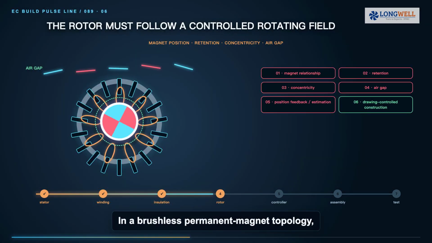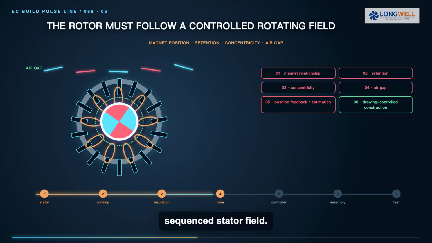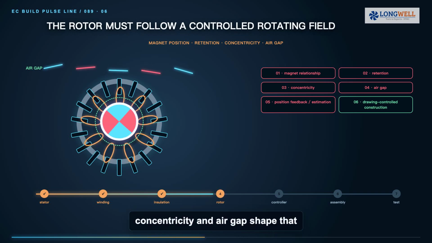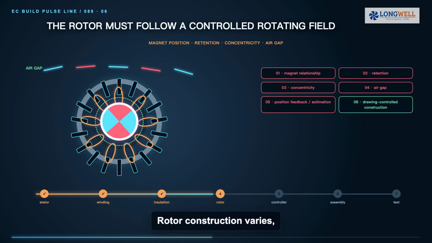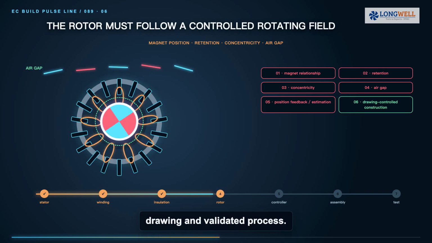In a brushless permanent magnet topology, the rotor follows the electronically sequenced stator field. Magnet placement, retention, concentricity and air gap shape that relationship. Rotor construction varies, so its controls belong to the product drawing and validated process.